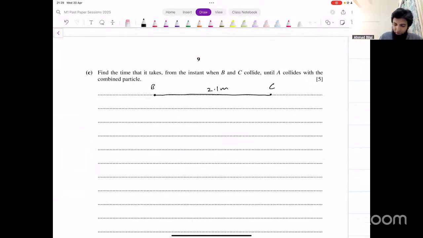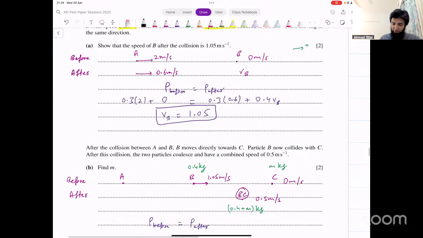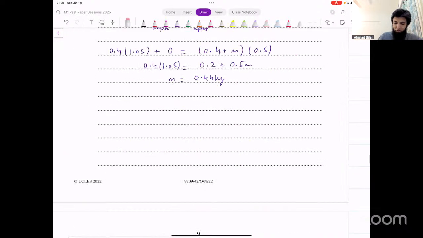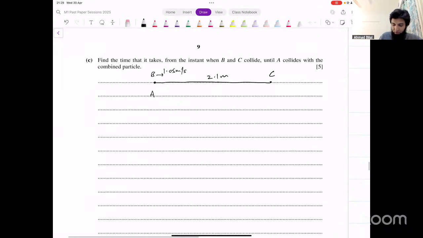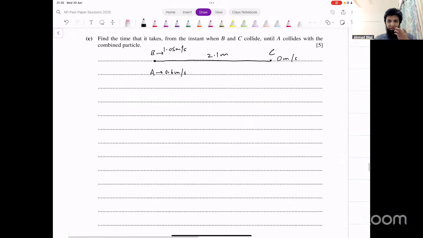B was going to the right side at what speed? 1.05 meters per second. And A, after the first collision, it was going to the right at 0.6 meters per second. So A is also moving to the right and B is also moving to the right. A is moving at 0.6 meters per second. And C was at rest at this point for now. Okay, so this was the initial situation from which we have to find the time.